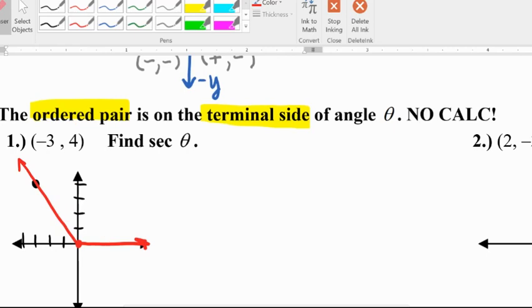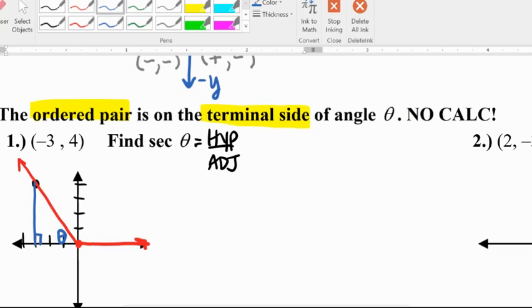But what is important is that they're asking us to find the secant of that angle. Well, if they're asking you for secant, which is hypotenuse over adjacent, I need to have a triangle. So to draw my right triangle, I take the terminal side and drop it down to the x-axis. My reference angle is always an acute angle from the terminal side to the x-axis. Technically that's theta prime, but that's the angle we're going to be working with for the right triangle.